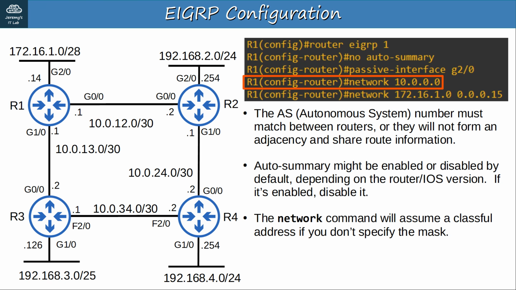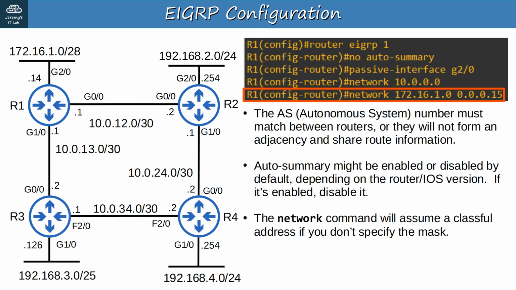This network command functions like RIP's. You aren't actually telling the router to advertise the 10.0.0.0/8 network. You are telling it to activate EIGRP on interfaces with an IP address that falls in the 10.0.0.0/8 range. So, any IP address that begins with 10. That includes G0/0 and G1/0, so EIGRP is activated on both interfaces. If you specify the mask, it looks like this. This command here, network 172.16.1.0 0.0.0.15, activates EIGRP on the G2/0 interface.